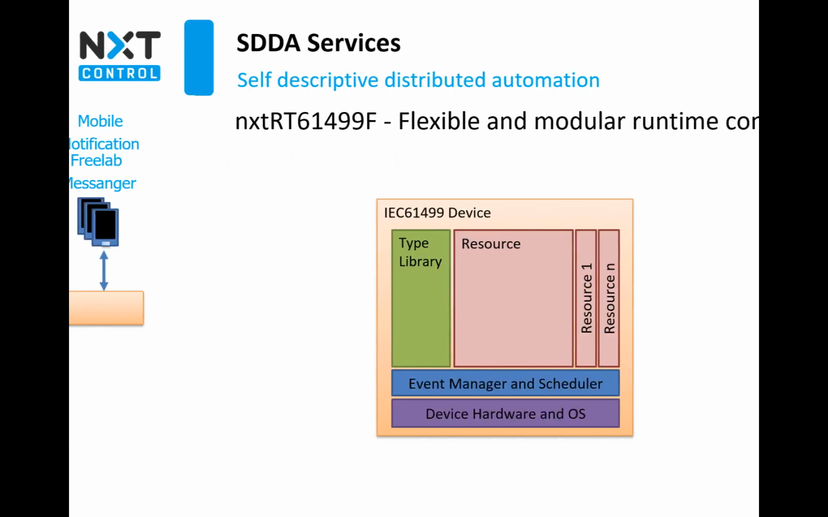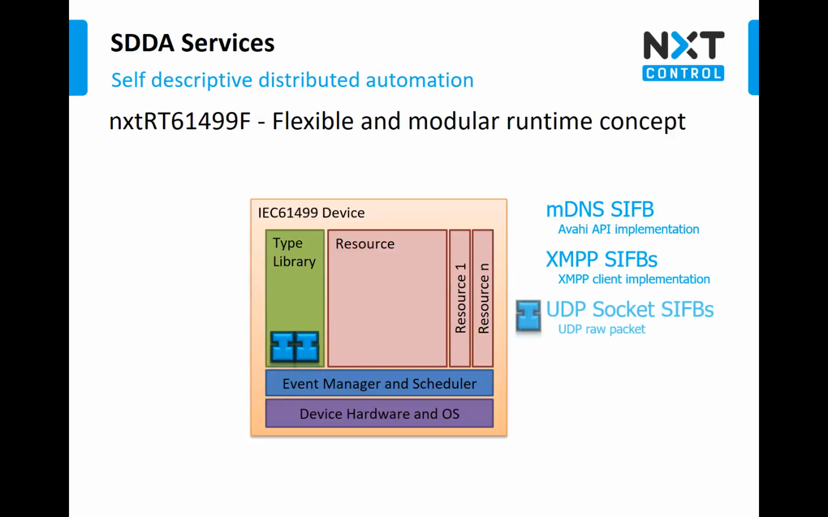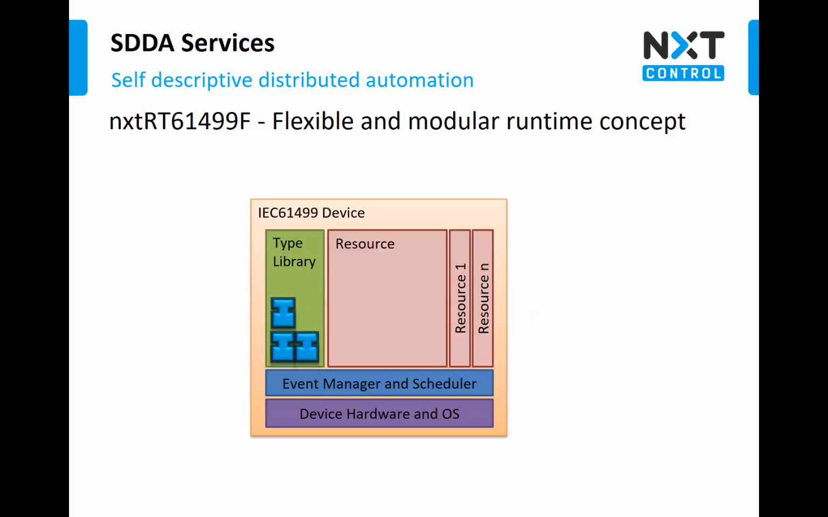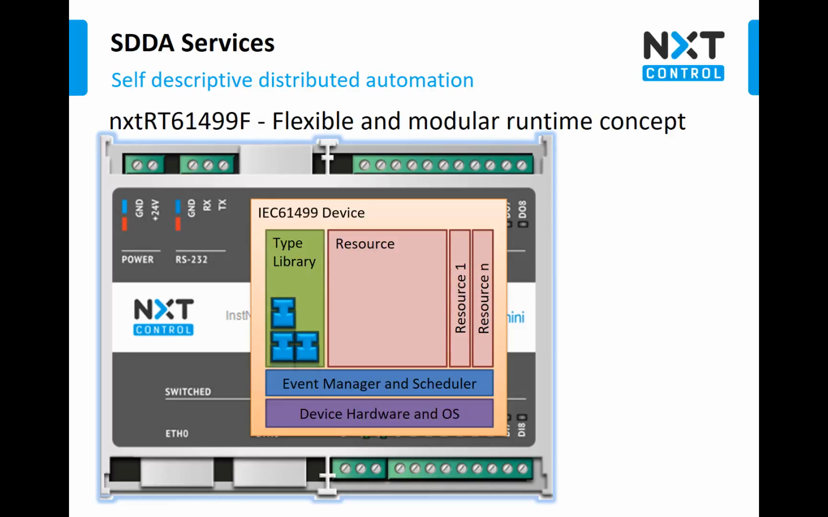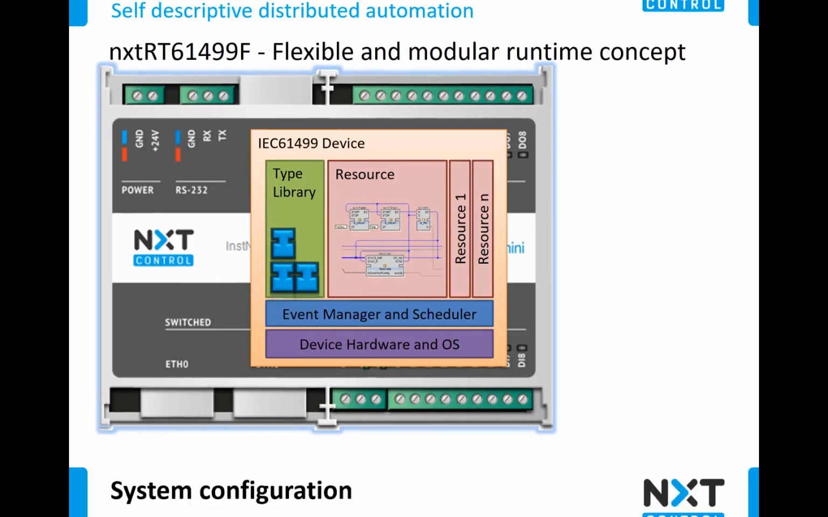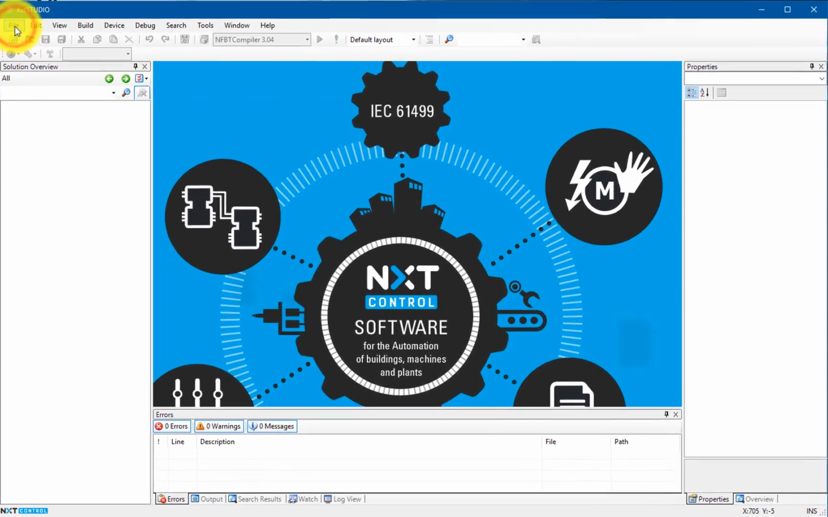The IEC 61499 runtime system was extended with capabilities to support multicast DNS implementing the Avahi API, an XMPP client with serverless communication extension, and UDP raw socket communication to simplify the demonstration. The IEC 61499 runtime is located on our nxtDCS Mini evaluation and reference hardware. We will switch now to the live demo.